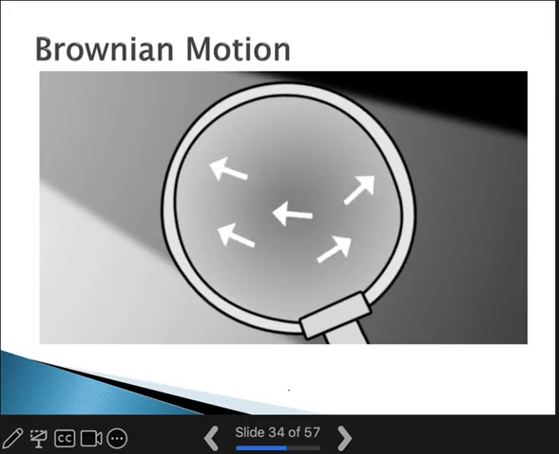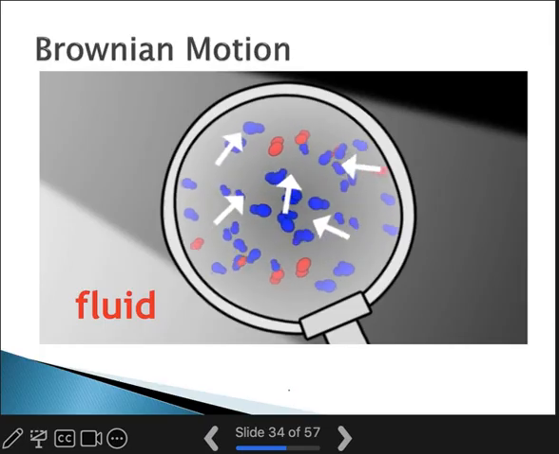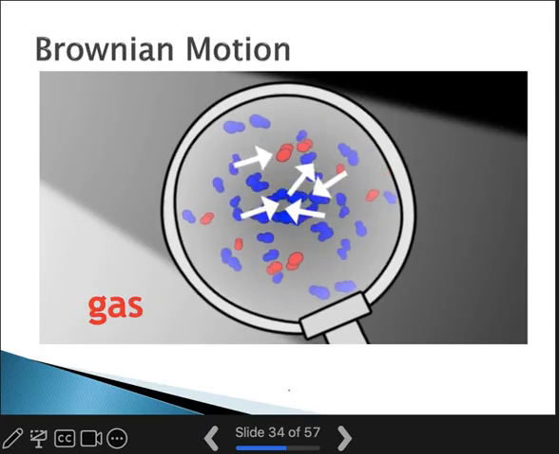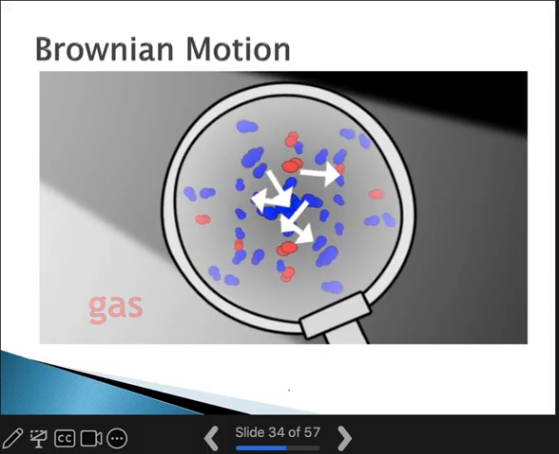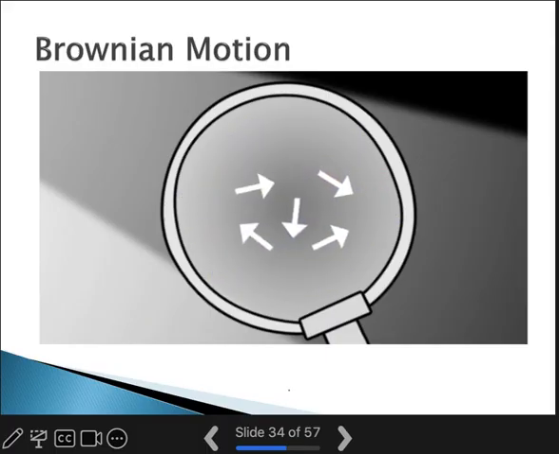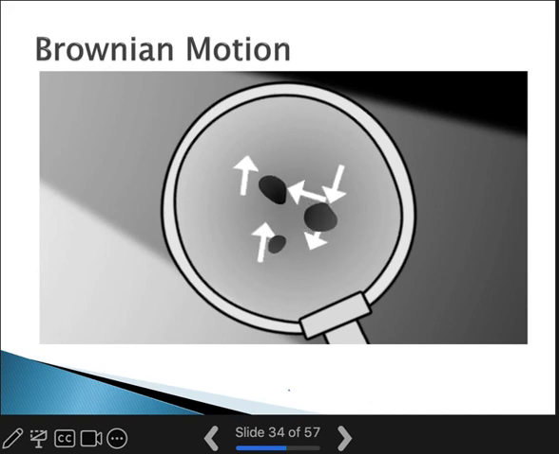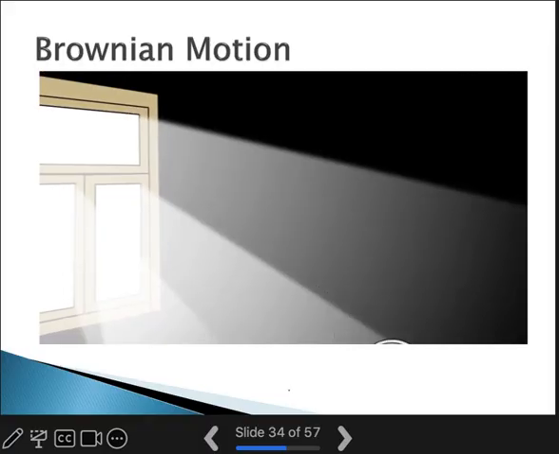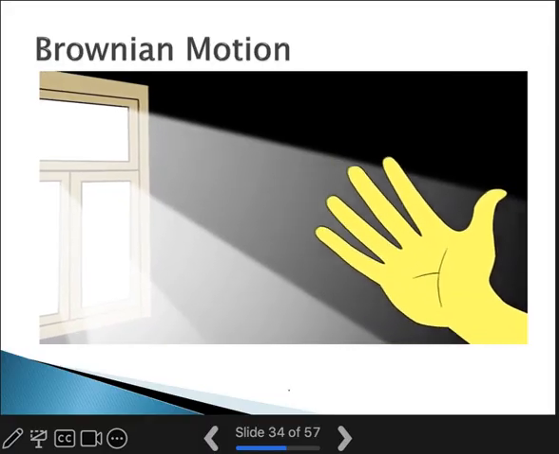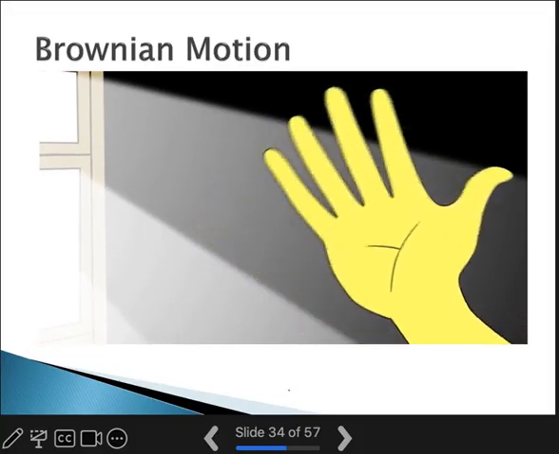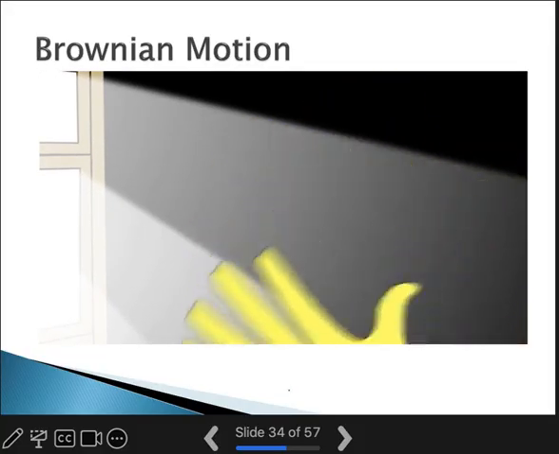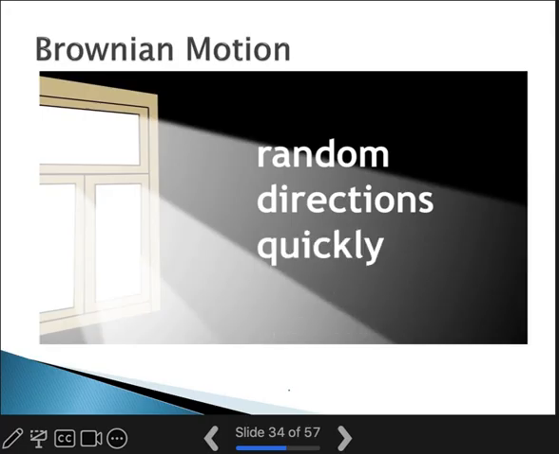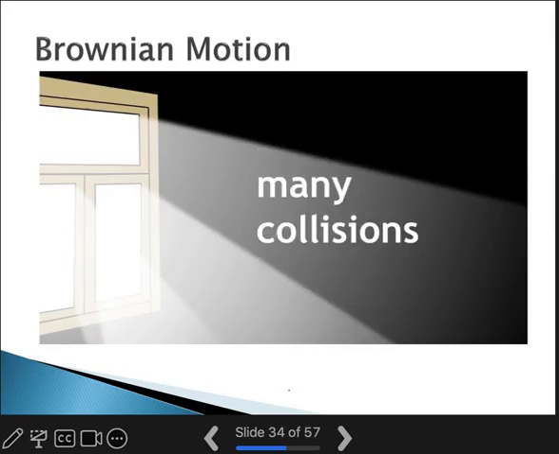The dust particles are very small and are supported by a fluid. In this case, that fluid is a gas. You are unable to see the gas particles directly because they are too small, but you can see the larger dust particles. The reason that the dust particles move randomly is because of the gas. We know that the gas is there because every time we move our hand through the air, we feel them against our hand. Try it now. Continue when ready. The particles in the air move in random directions quickly. This means they will have many collisions, or will bump into the dust particles many times.